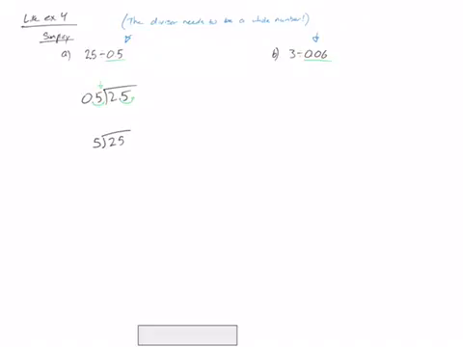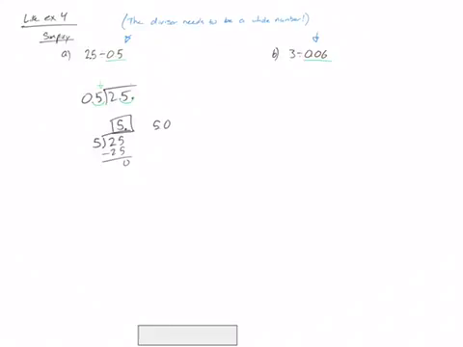And hopefully you know that one. It's just going to be 5. 5 times 5 is 25. My remainder is going to be 0. So the answer of this is simply 5, because the decimal place was here. So decimal place would be right there. And we don't have to write 5.0. We can just write 5.